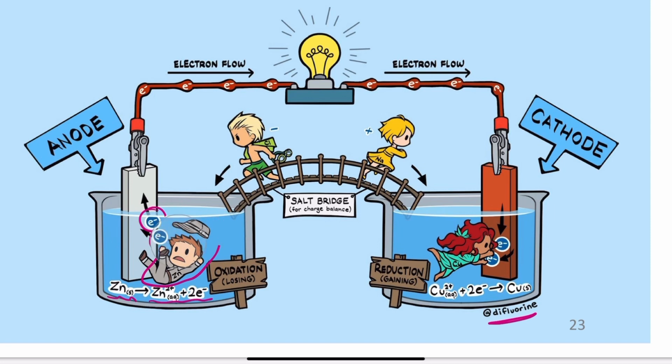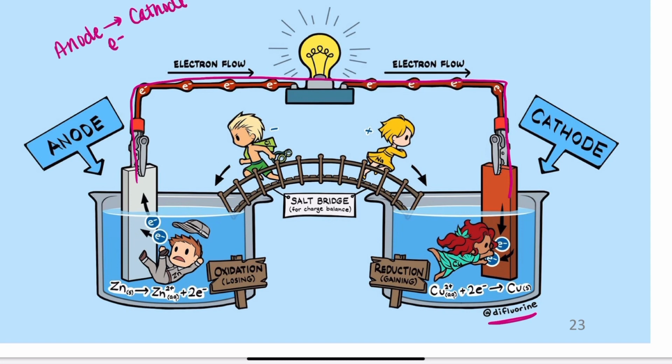Where are those electrons going though? The electrons are not staying in solution. The electrons are traveling through a circuit. I am completing a circuit here, okay? The electrons are traveling from the anode to the cathode, always.